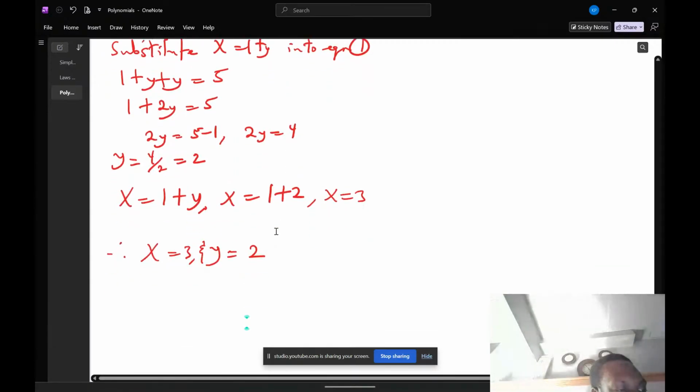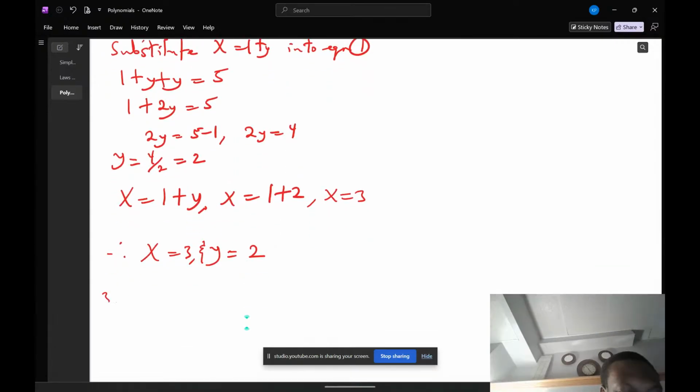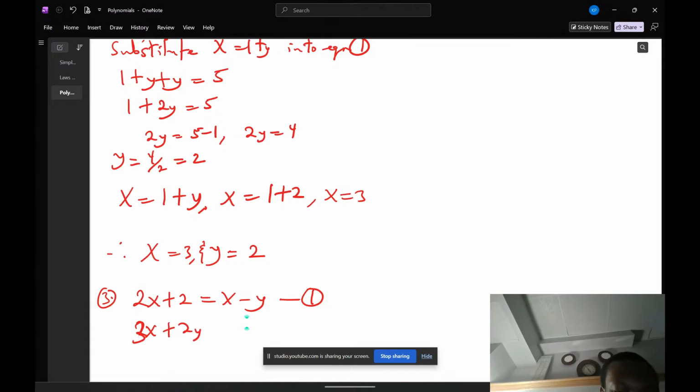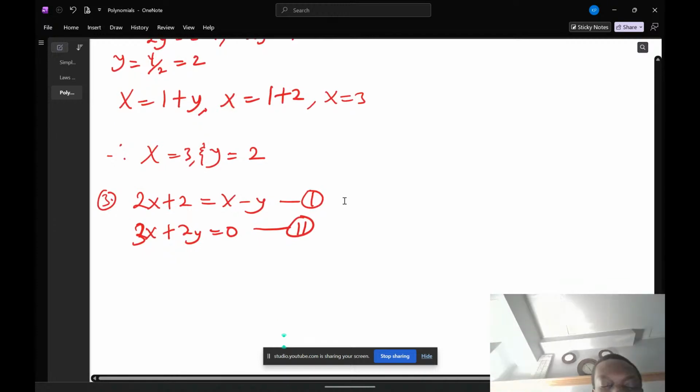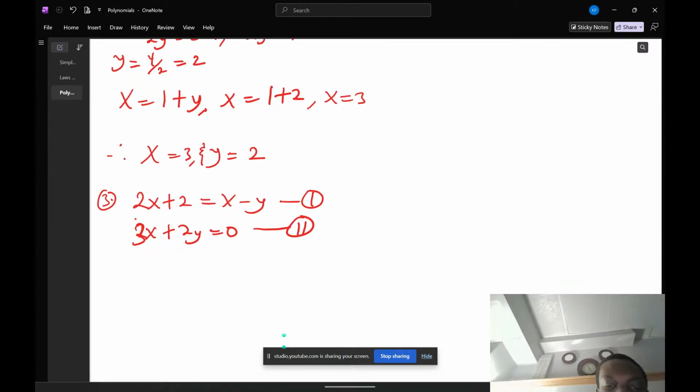I'm going to do 2x plus 2 is equal to x minus y, and that's equation 1. And we have 3x plus 2y equals 0. This is equation 2. So you know what? For equation 1, I will collect the like terms. The ones that contain x and y will come to the left hand side, and the number that has no variable, the whole number, will go to the right hand side.